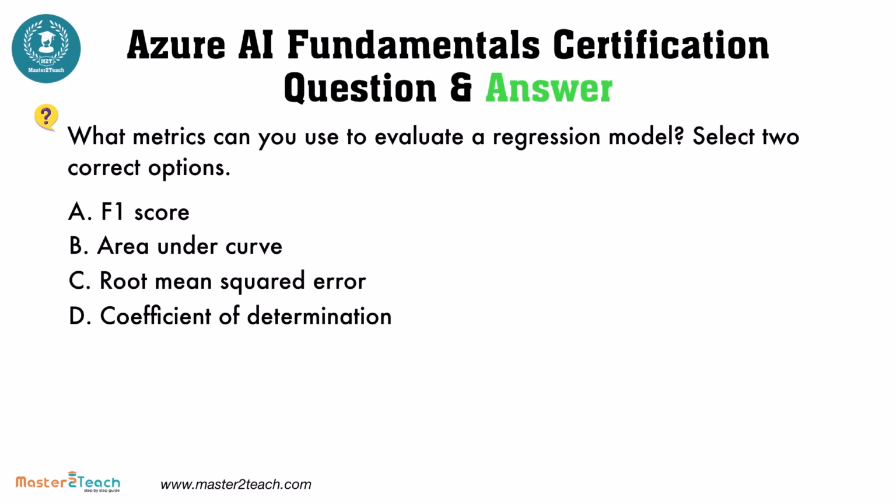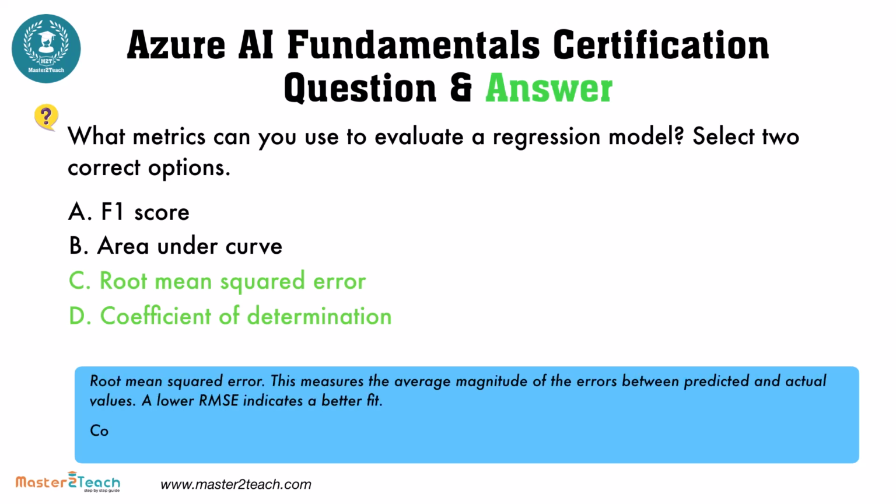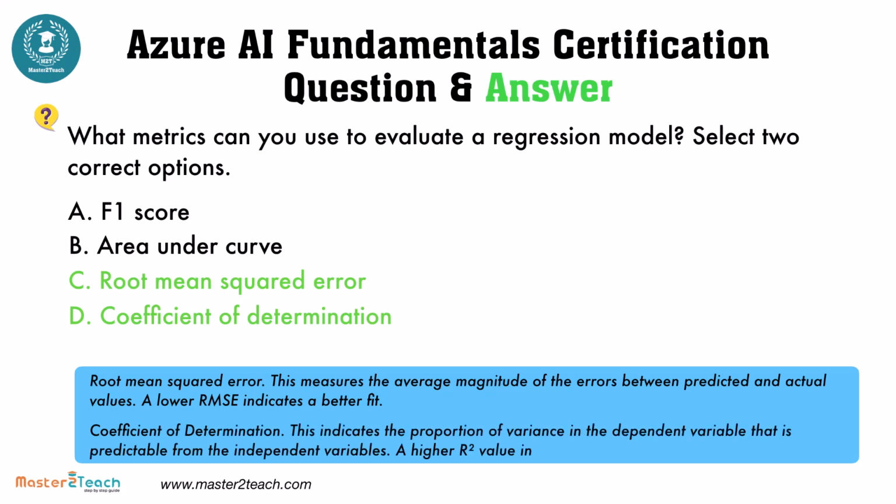The correct answers are root mean squared error and coefficient of determination. Root mean squared error measures the average magnitude of the errors between predicted and actual values. A lower RMSE indicates a better fit. Coefficient of determination indicates the proportion of variance in the dependent variable that is predictable from the independent variables. A higher R squared value indicates a better fit.